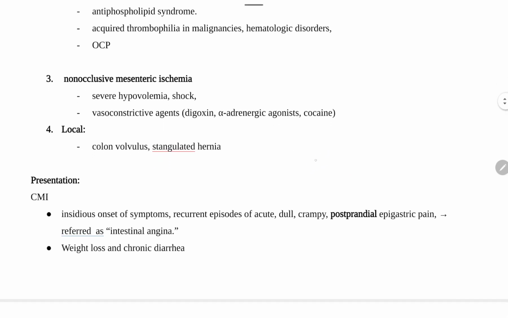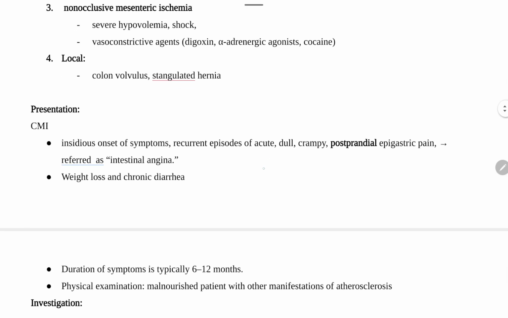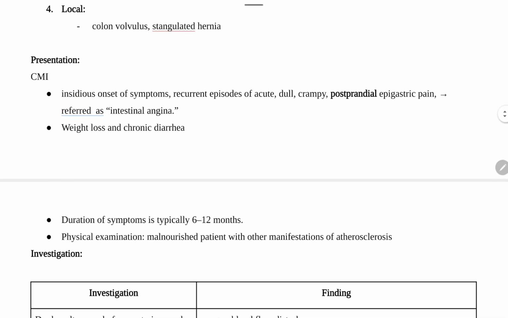Now, how does this patient present? Already I said the mode of presentation is of two types, chronic and acute. In the chronic form, the presentation is insidious: recurrent episodes of dull, crampy, postprandial pain, the most important one being postprandial pain. Not only epigastric, it may be central abdominal, periumbilical, or lower abdominal.